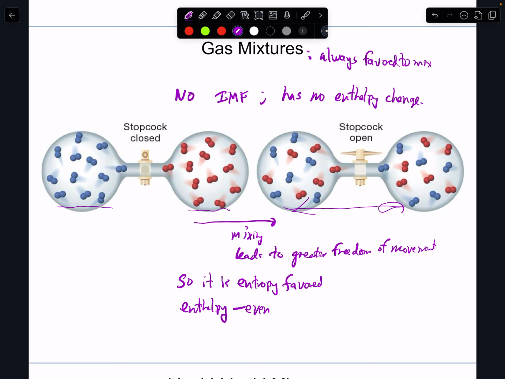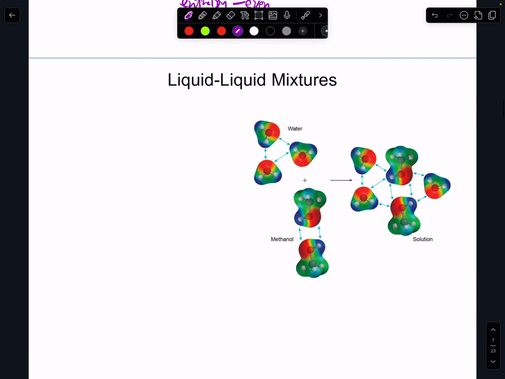Okay. Now let's look at liquid-liquid mixtures. Now it's more complicated. Let's look at mixing water and methanol, which is CH3OH. They both have hydrogen bonds, and methanol has somewhat stronger dispersion forces. Water has stronger hydrogen bonds because it can form more hydrogen bonds because it's got two OH groups. Methanol has weaker hydrogen bonding overall because it only has one OH group.